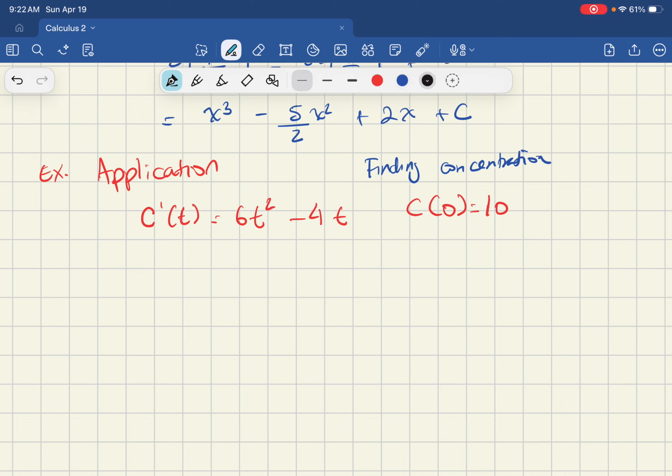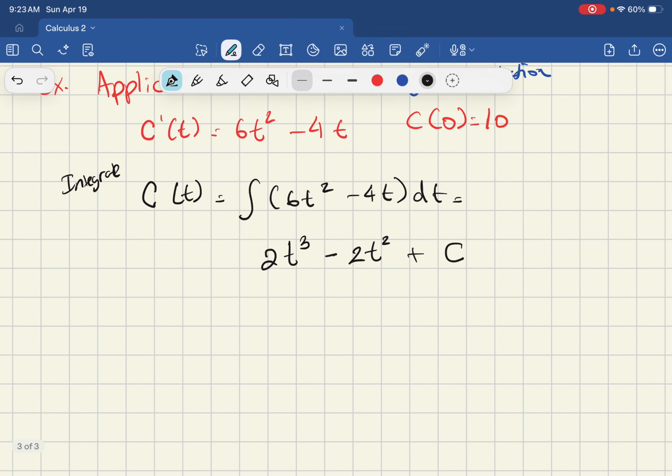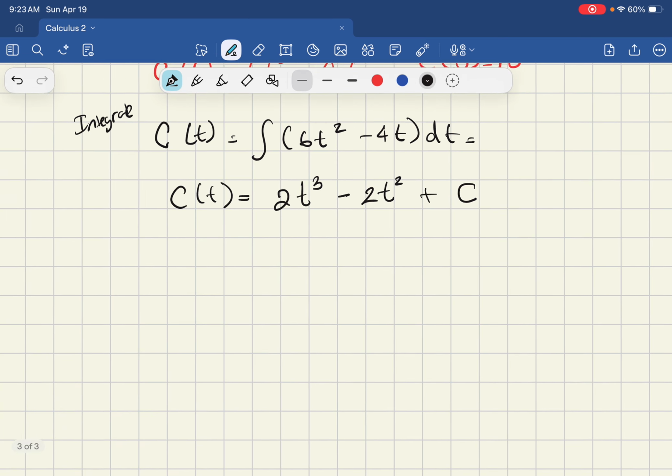Okay. So if we want c of t, this right here is the integral. So we want to integrate 6t squared minus 4t dt, which is equal to 2t cubed minus 2t squared plus c. Notice that I already simplified right here ahead of time, but if you need to see the step, you can try it out and make sure you simplify it properly. So this is what we have, our integral.